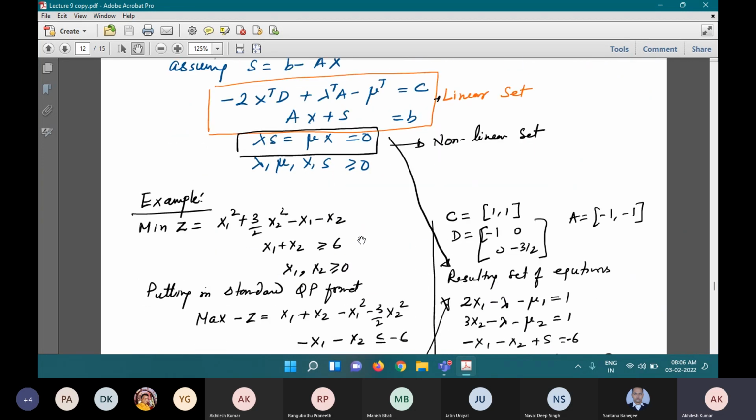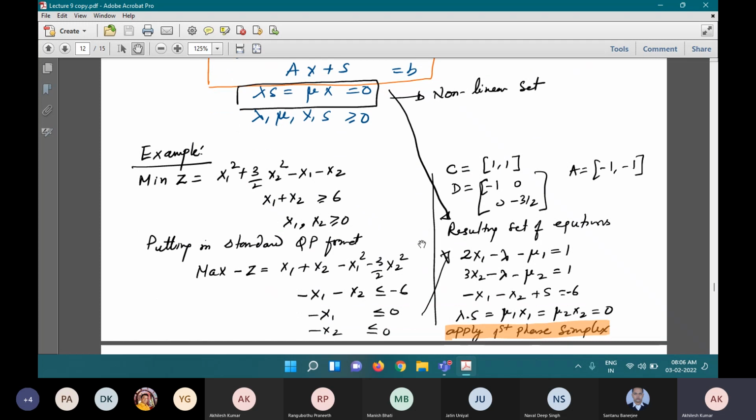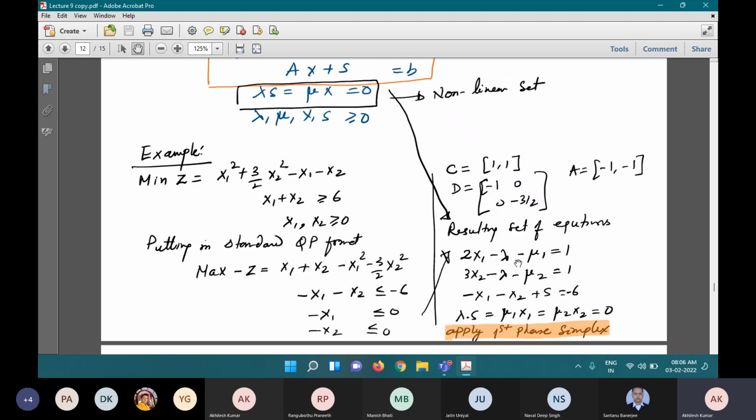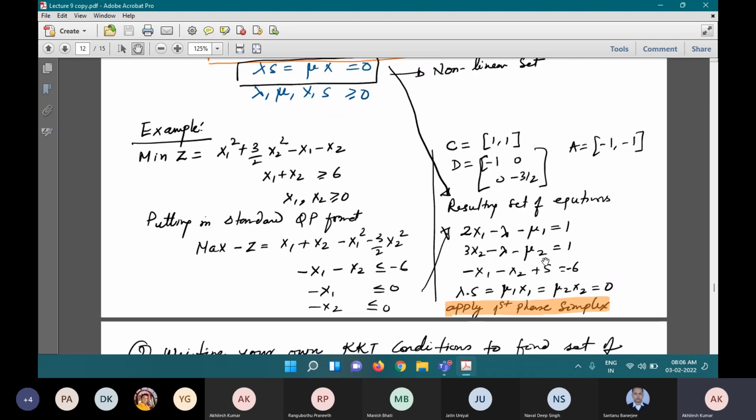For example, I have tried to show you a minimization problem with constraint x1 plus x2 greater than or equal to 6, x1, x2 greater than or equal to 0. First I have put it in the quadratic programming standard form. So the objective is maximization, constraints are less than or equal to 0. You can then write your C, D and A and directly plug in the C, D, A values here. You will get this set of equations, and then you apply the first phase of simplex.